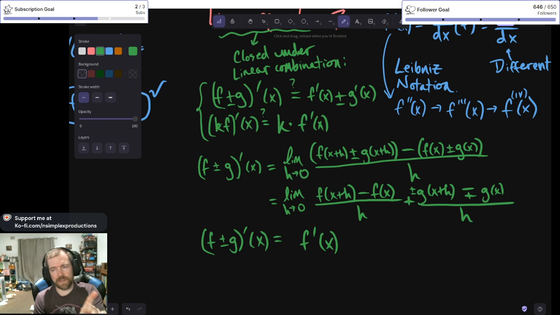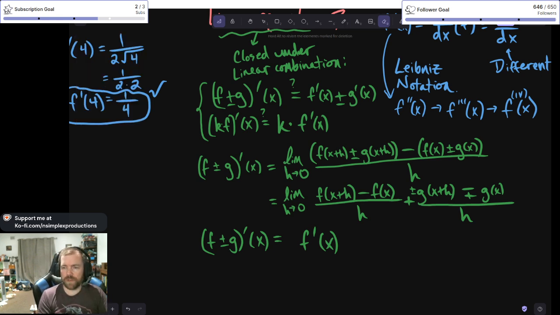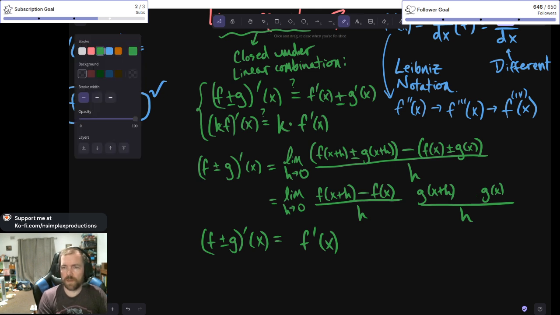Right, and then if I factor out the plus minus, then what happens is our g of x plus h is just plus g of x plus h, and then the minus plus g of x becomes now minus g of x over h. And now this is just going to be plus g prime at x.